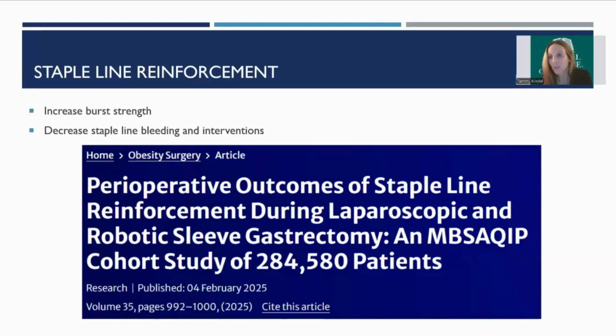Just to highlight, you can pick your study you want from the literature supporting or refuting the use of staple line reinforcement. This was an MBSAQIP analysis, and in this entropy balance analysis of the data registry, you can see there are over 280,000 patients. It was supportive of staple line reinforcement for lower postoperative leakage and bleeding, particularly in sleeve gastrectomy cases, both on the robotic and laparoscopic platform.